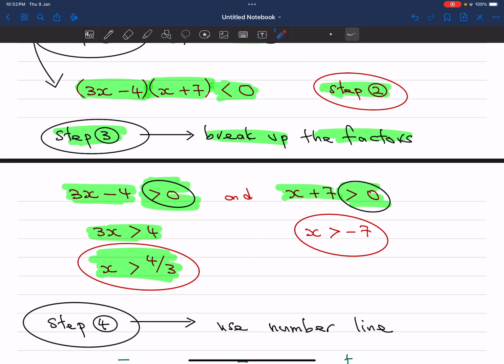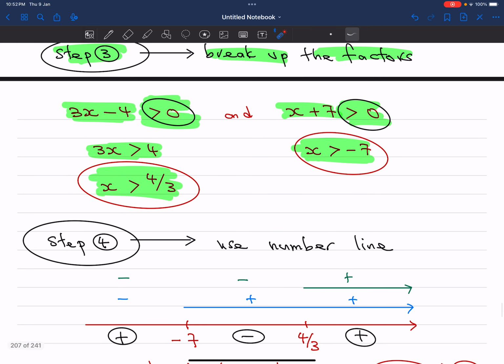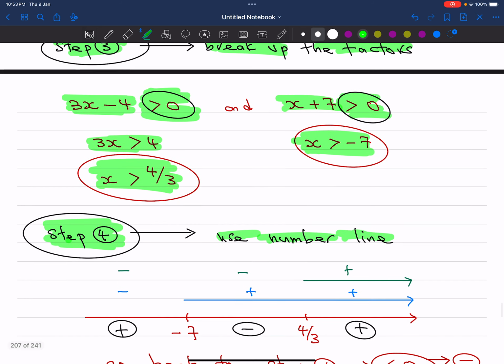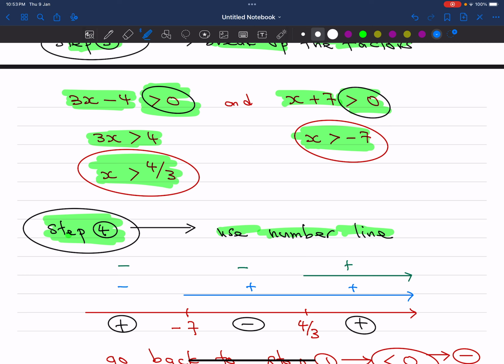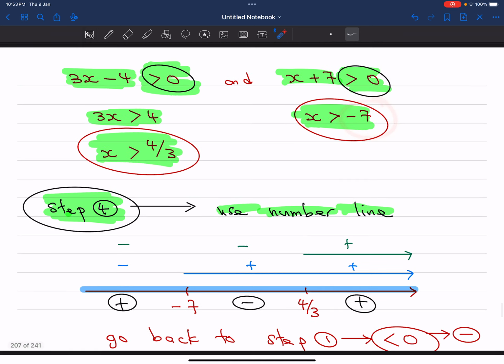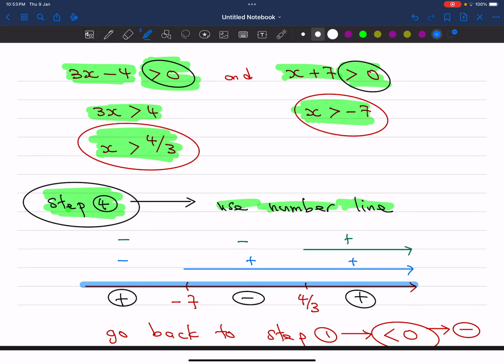Okay. Next, the other side. Plus 7 transfer, I'm going to get minus 7. I have x more than negative 7. Remember, these are not the answer. Because we still have to do step 4. And step 4, you must use the number line. And how are we going to use the number line? I draw a horizontal line. And then I'm going to put the 4 over 3 and negative 7. Negative 7, smaller number, I put on the left hand side. And then 4 over 3 is bigger, I put on the right hand side.